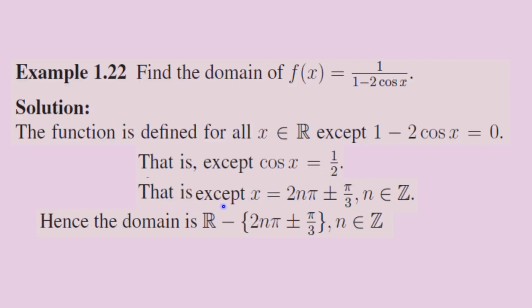That is except this x equal to 2n pi plus or minus pi by 3 for all n belongs to Z. Hence the domain is R minus. Here minus means except. Here R represents the real number system. So real numbers-ல except இந்த term தவிர எல்லா numbers-உம் substitute பண்ணிக்கலாம்னு சொல்லியிருக்காங்க. That is R except set of all 2n pi plus or minus pi by 3. Here for all n belongs to integers.